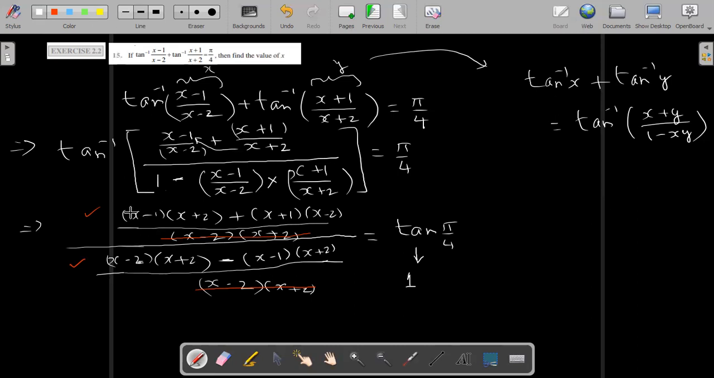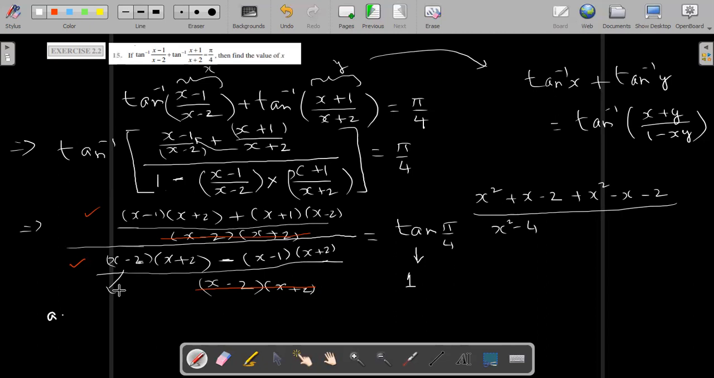To solve these values, x minus 1 into x plus 2. So x minus 1 into x plus 2, multiply, we get x square, and 2 minus 1, so 1x, and 1 into 2, minus 2. Similarly, x plus 1 into x minus 2 will be equal to x square minus 2x plus 1x, and minus 2, divided by x minus 1, x minus 2, x plus 2 will be equal to x square minus 4. A minus b, a plus b.